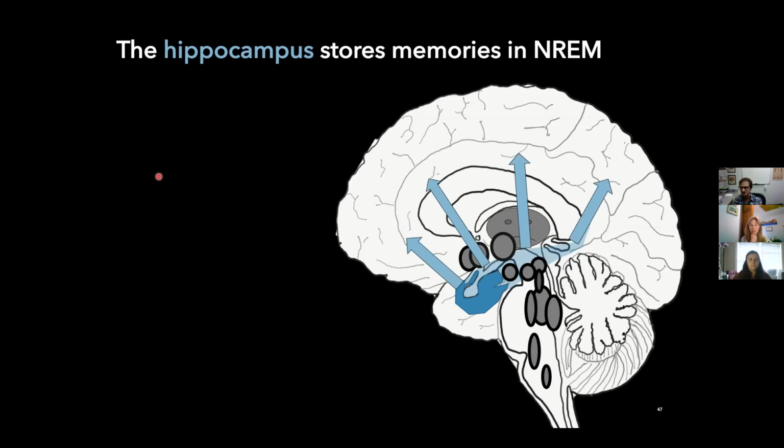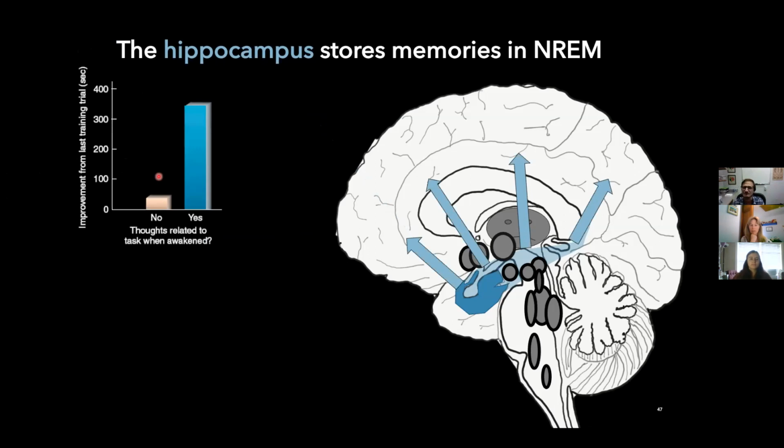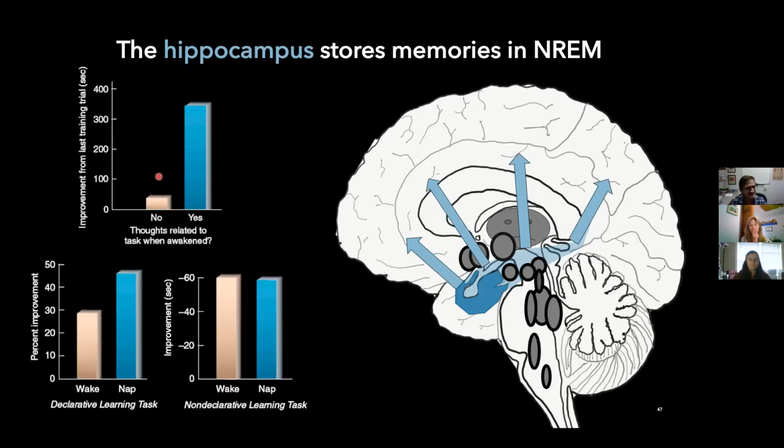So the hippocampus is storing those memories in non-REM sleep. And if you ask people what they are thinking about when you wake them up, if they're thinking about some task they just learned, they'll do better on the task the more they're thinking about it when you wake them up from NREM sleep or slow wave sleep. And this is true only with declarative learning tasks. We'll talk about non-declarative learning tasks in a moment, but it's really good for learning things like the contents of this lecture. Okay, cool. I'll stop here for a second.